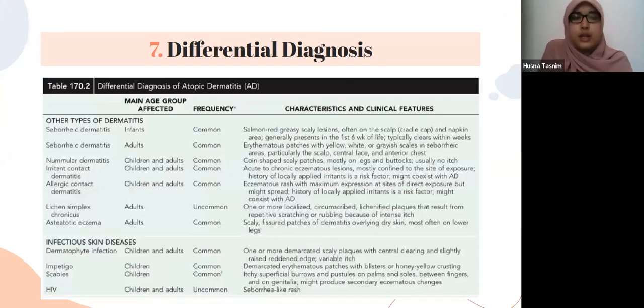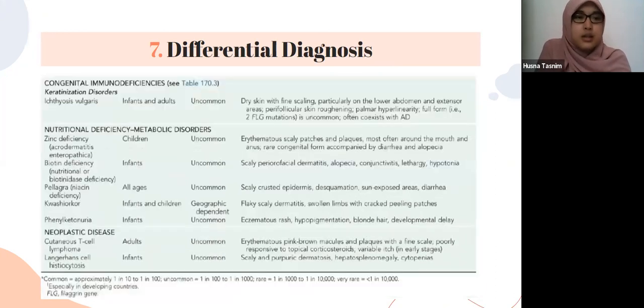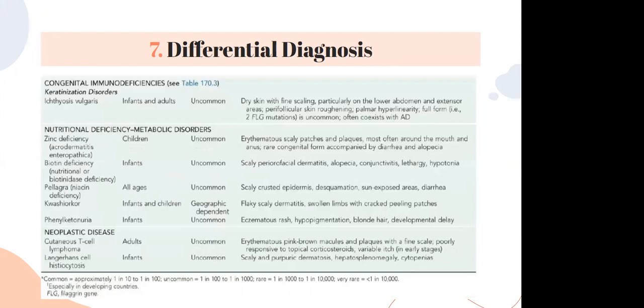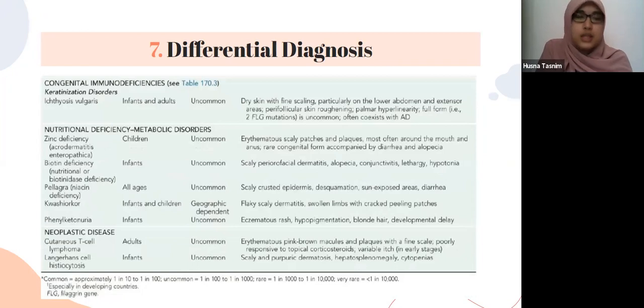So this is a long list for atopic dermatitis. We have other types of dermatitis. We have infectious skin diseases, such as scabies, which will be explained by my colleague after this. And then we also have congenital immunodeficiencies, nutritional deficiency, metabolic disorder, and also neoplastic disease. So I hope you can read later on.